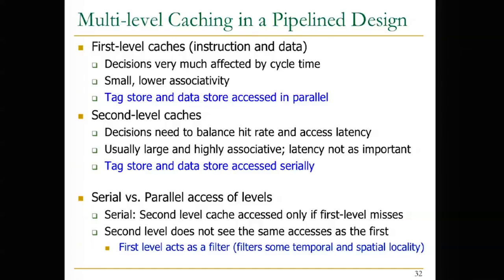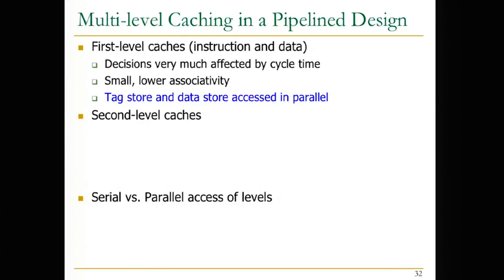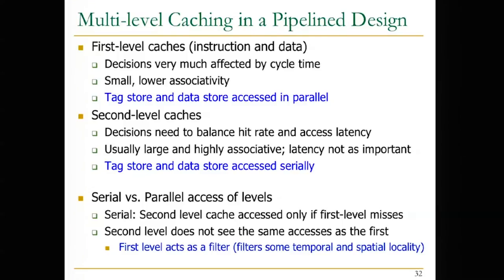You don't see the full access stream of the processor, which means that your decisions in caching should probably be different also in these different levels of caches. And that's exactly what people have realized. L1 cache is very different from L2 cache, not only because of this reason that I said over here, but also because the access locality is different in terms of the access stream.